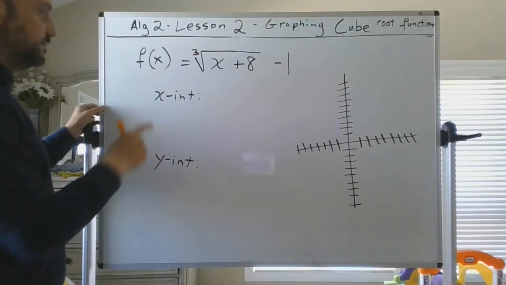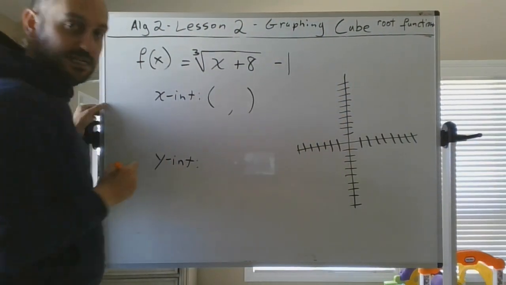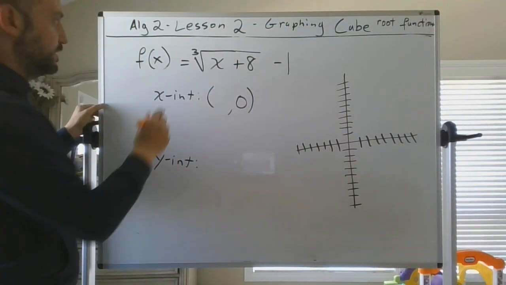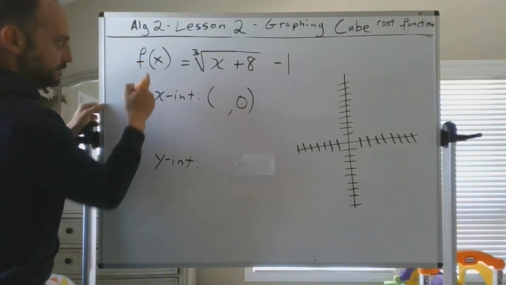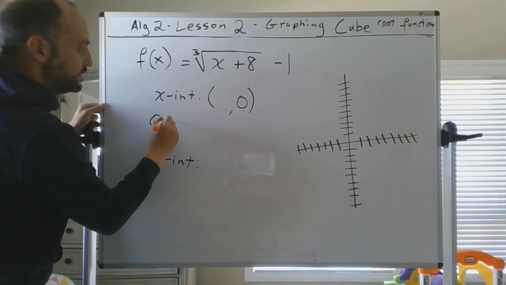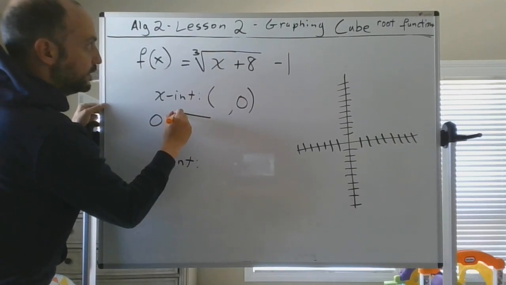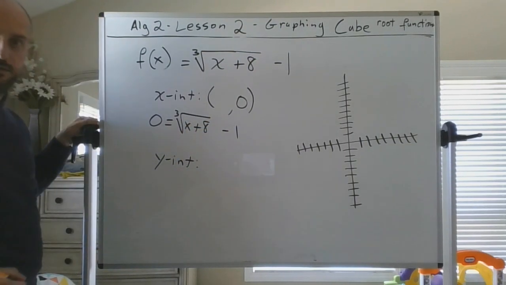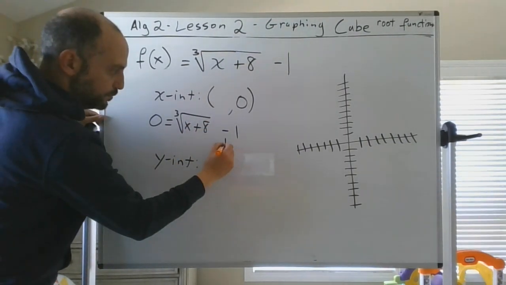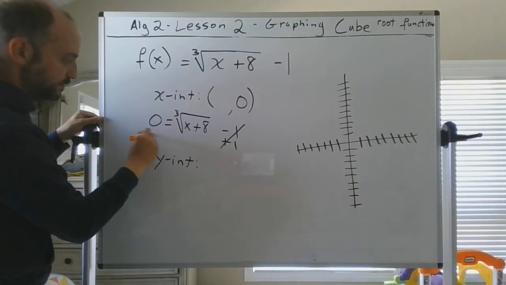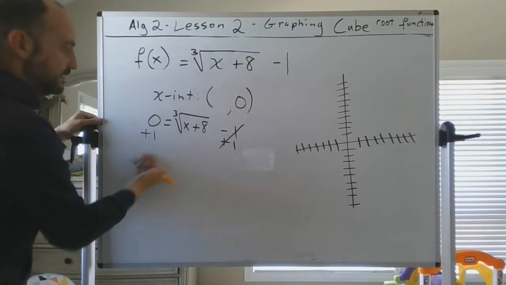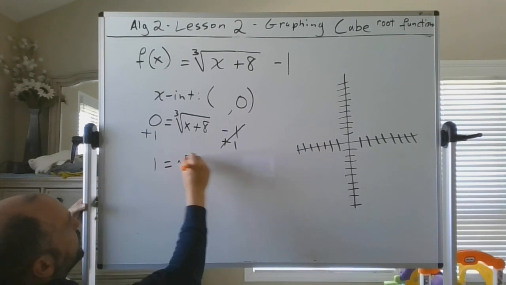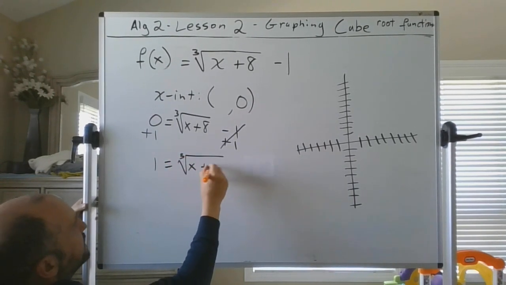Okay, there we go. First, let's do the x-intercept. As always, if we want the x-intercept, we must set y equal to 0. So this is our y. I'm going to go 0 equals the cube root of x plus 8, minus 1. What's next is we're going to have to do plus 1, plus 1. That's going to leave us with 1 equals the cube root of x plus 8.